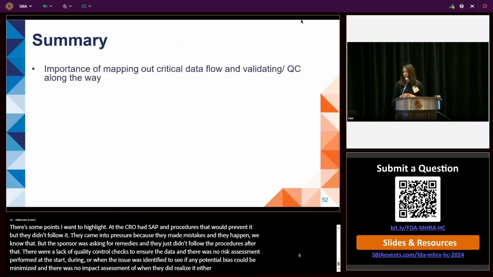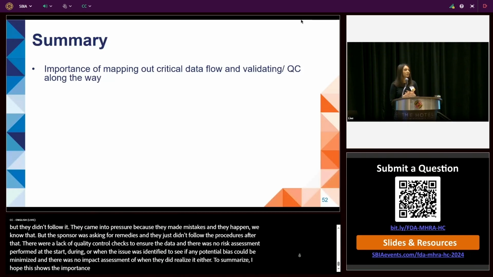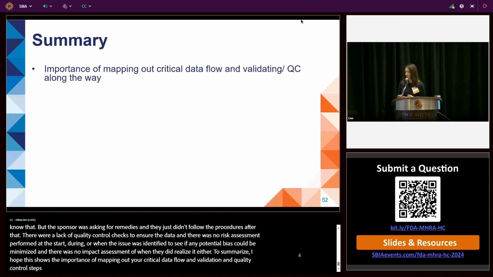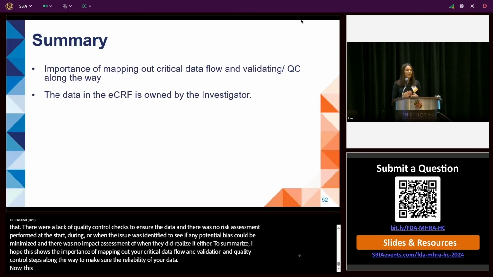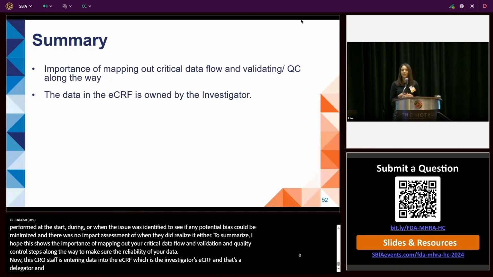Okay, so to summarize, hopefully this shows the importance of mapping out your critical data flow and looking at your validation and quality control steps along the way so that you can ensure the reliability of your data. Now, the CRO staff were entering data into the eCRF, which is the investigator's eCRF. And that is a delegated and authorized activity by the investigator. And as you can imagine, that had not been requested or authorized by any of the investigators on the trial.